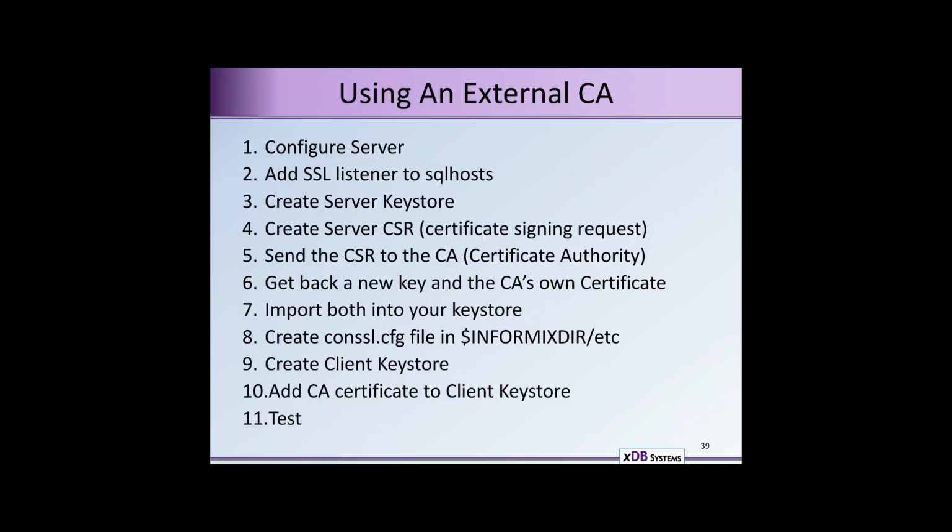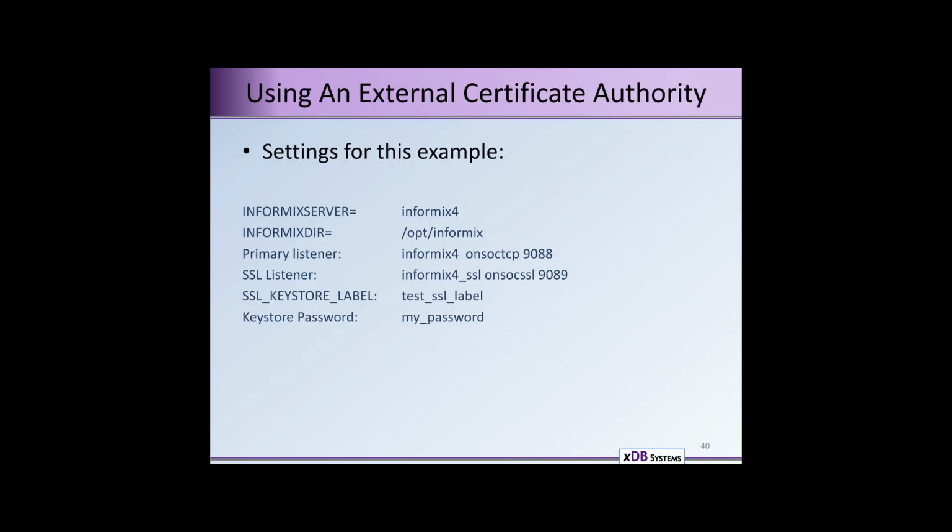And then we create the client key store, and the difference there is rather than importing the server certificate, we import the CA certificate. So in our example here, called the Informix server, Informix 4, our primary listener is Informix 4, and then the SSL is _SSL. Our key store label is test SSL label, and the password, I'm just going to call it my password. Again, please do not actually do that for your password.